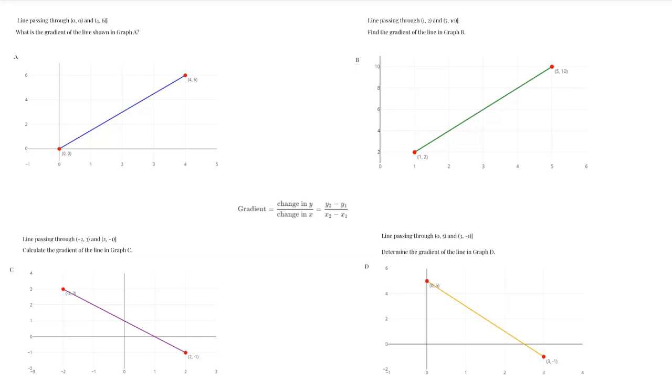So the line passing through 0, 0 and 4, 6. So these are our coordinates. Remember our x and y's, x, y, x, y. What is the gradient of the line shown in graph A? So we need to find out the gradient, the slope of this line here.